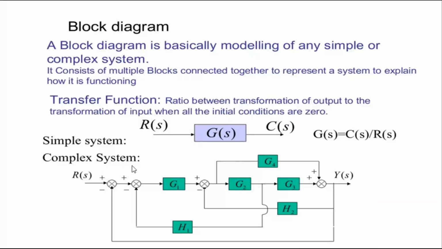Then another one is a complex system. This complex system consists of a number of blocks G1, G2, G3, G4, then feedback loops H1, H2. These are the gains. Then the summing points, and the takeoff point. Another name for the takeoff point is branch point. Then input R of S and the output. This complex system consists of a number of blocks, summing points, and takeoff points. So the block diagram is basically a modeling of any simple or complex system.